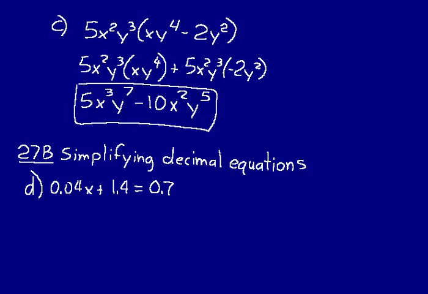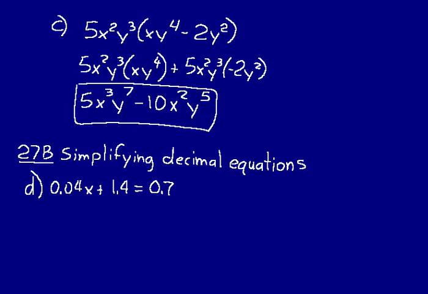Look at practice problem D. 0.4x plus 1.4 is equal to 0.7. So what we want to do here is get rid of the decimals. And so what we'll have to do is multiply by a multiple of 10 that would make all those decimals whole numbers. And what we want to do is look for the smallest decimal, and that would be the 0.04. And we'd have to multiply that by 100 to get it to be just a whole number of 4.